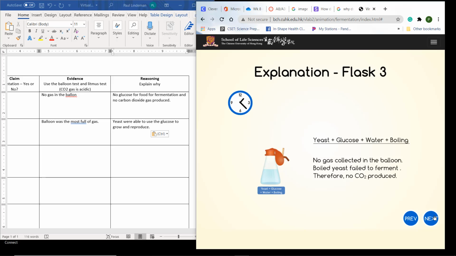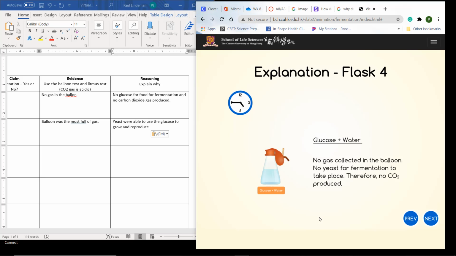So this is flask 3. In flask 3 we had a yeast, glucose, and water boiling, and the balloon did not inflate, so no fermentation took place. We know this, the evidence was that no gas was collected in the balloon, and the reasoning is that boiling of the water probably killed the yeast, so they were not able to ferment, and thus no CO2 was produced.